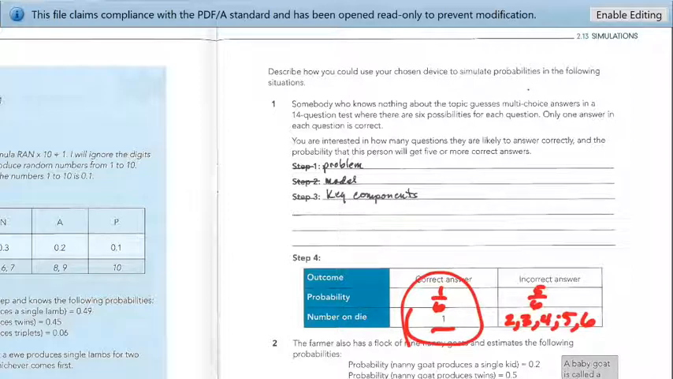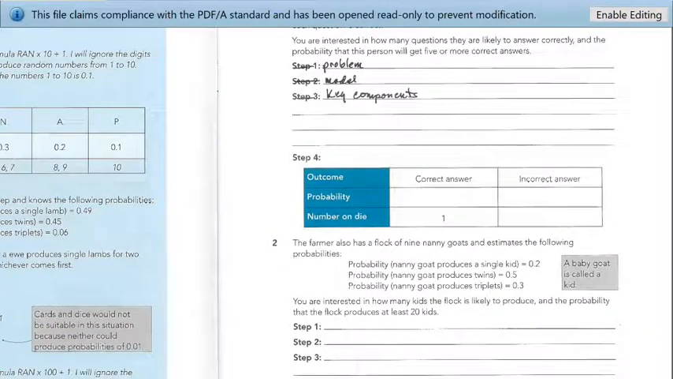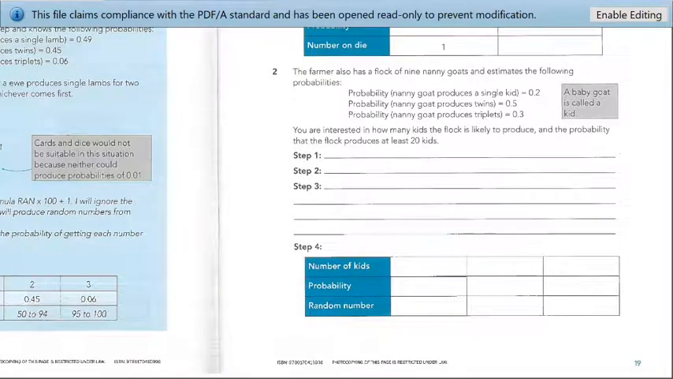So that's all you're going to be responsible for right now in this homework lesson, just being able to set them up, okay? So let's look at another one. We'll do another one together, and then you're on your own. So this one is handy because it just happens to be there, and it has all the pieces missing. So, a farmer has a flock of 9 nanny goats and estimates the following probability.